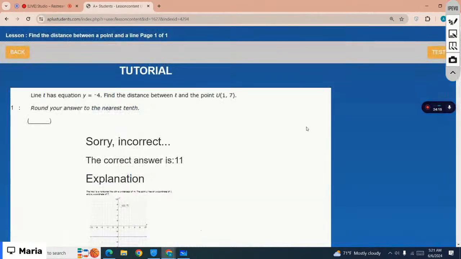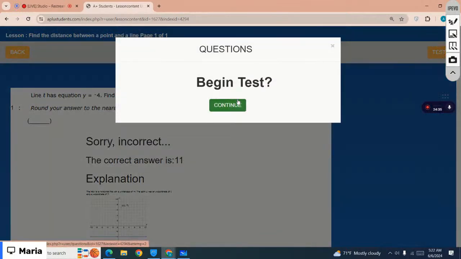So you need to plot the line and the point on the graph, right? And then you have to count the distance between them. Let's just start with the test questions, so that we can plot the line and the point and we'll see the distance between them.